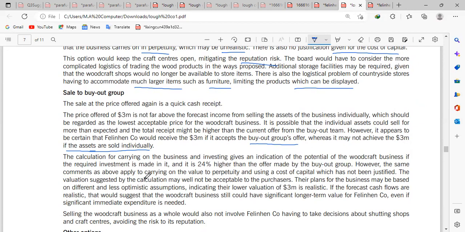However, the same comments as above apply to carrying on the value to perpetuity using a cost of capital which has not been justified. The valuation suggested by the calculation may well not be acceptable to the purchaser. Their plans for the business may be based on different and less optimistic assumptions, indicating their lower value of 3 million is realistic. If the forecast cash flows are realistic, that would suggest that the woodcraft business still could have significant long-term value for the company even if significant immediate expenditure is needed.